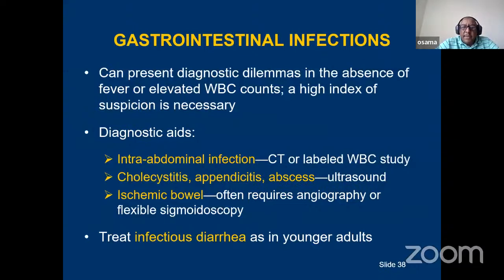Cholecystitis, appendicitis, abscess, we do ultrasound. If we suspect ischemic bowel, often require angiography or flexible sigmoidoscopy. Treat infectious diarrhea as in young adult.